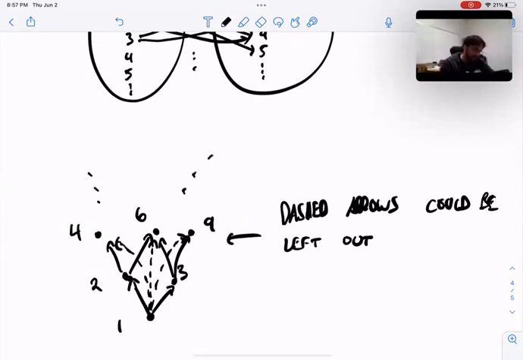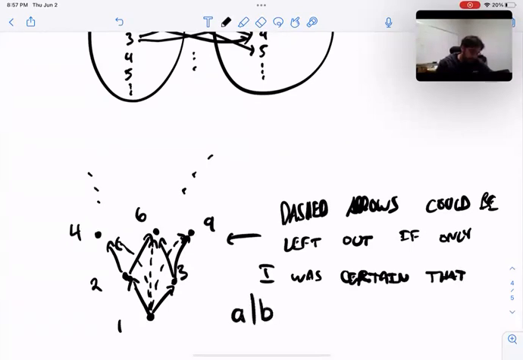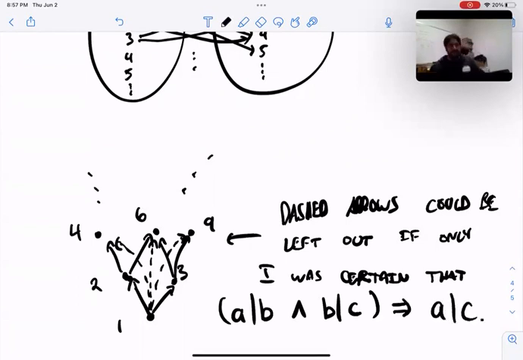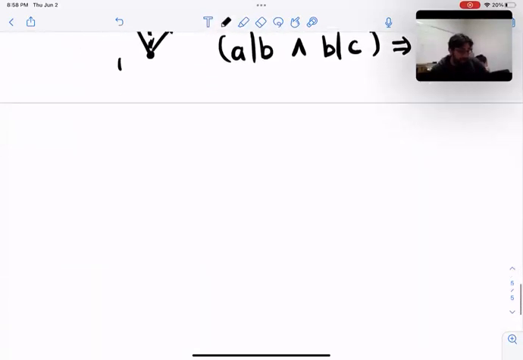And of course, by the way, this keeps going, right? There are way more natural numbers. But these dashed arrows could be left out if only I was certain that A dividing B and B dividing C implied A divides C. Right? Because then I can say, if you can follow any path from one number to another, then that relation between the first number and that last number holds, as opposed to having to draw every single one and really clutter up your diagram, right? So this motivates the idea of some properties of relations.